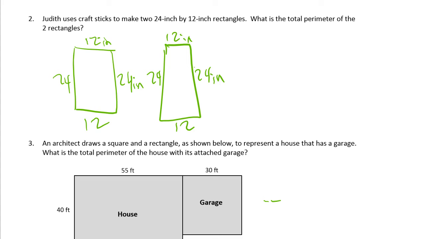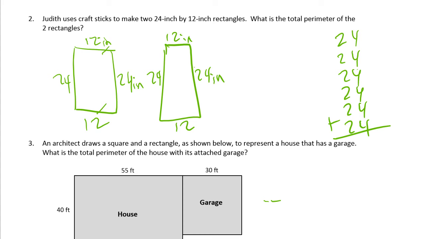What's the total perimeter of the two rectangles? Well, I'm going to give you a hint here. Multiplication might make this a lot easier. 24 is 2 12s. Now, if that hint doesn't help, you could just add this stuff all up. You might see that these 12s make a 24. So you really have 3 24s for each rectangle, and you could just add it up like this. 1, 2, 3, 4, 5, 6. And you could just add them all up like that.